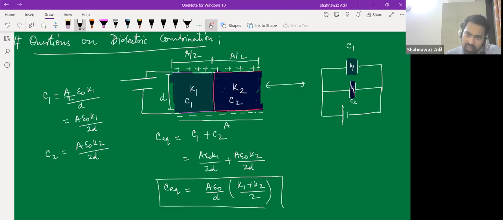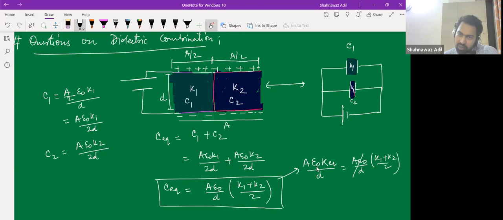And sometimes they may ask what would be the equivalent dielectric constant. Then we can compare this with A epsilon naught K equivalent by D. And this is A epsilon naught by D times (K1 plus K2) by 2. So this part cancels out, and K equivalent is (K1 plus K2) by 2. This you can also calculate. So any doubt in this question?